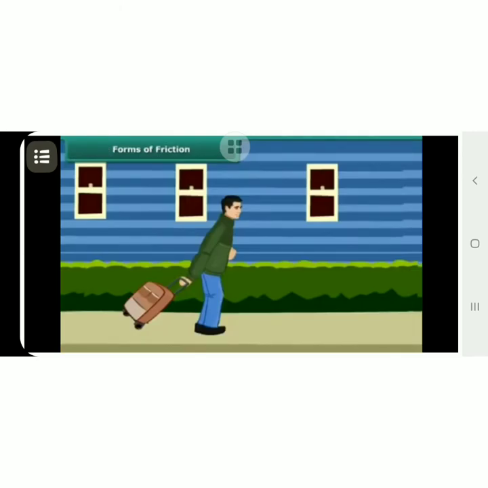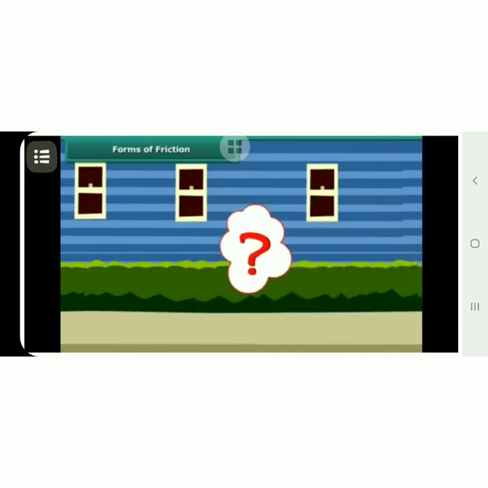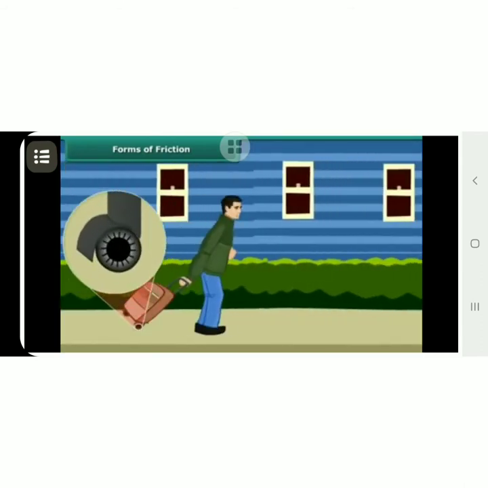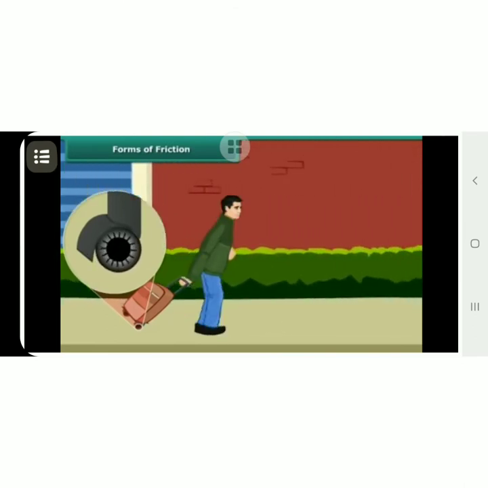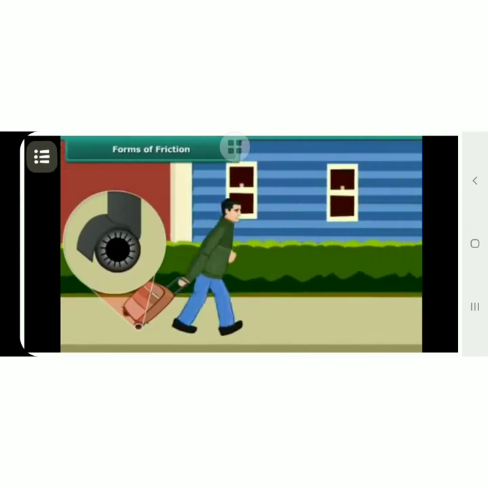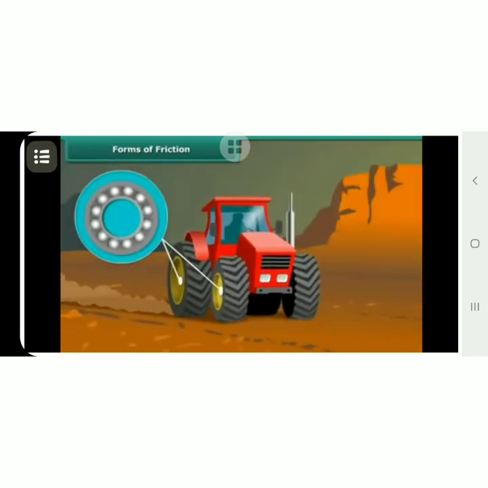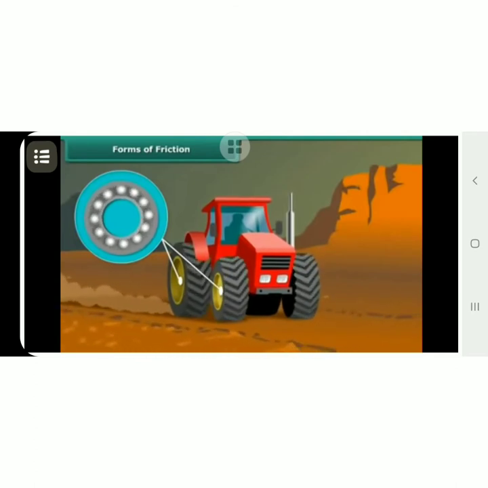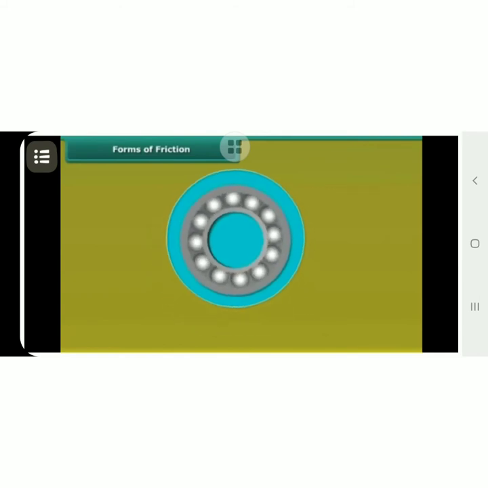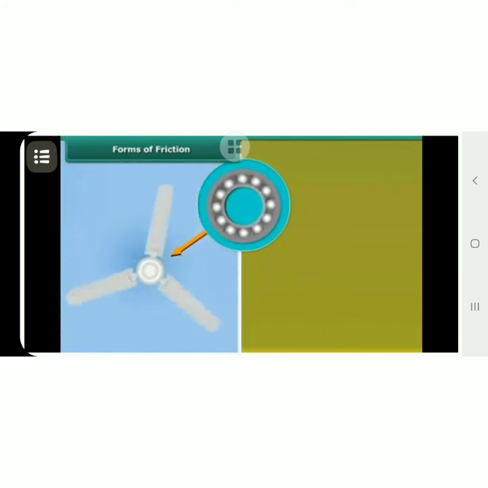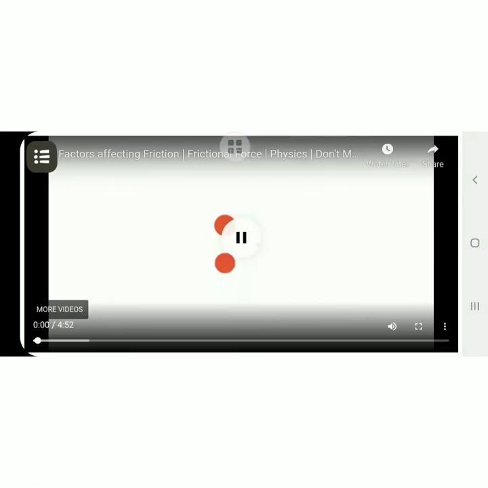So the next one is rolling friction. See, that bag has a trolley, and that trolley has some wheels. Due to the rotating of that wheel, that object is being dragged along. So compared to sliding friction, rolling friction will be less, because on a smooth surface it will move easily. Fans and all that rotate, all the cycle wheels, all are possible because of the ball bearings used there.